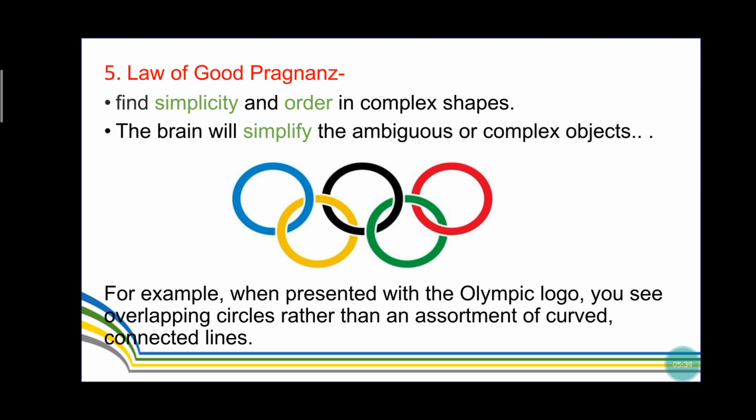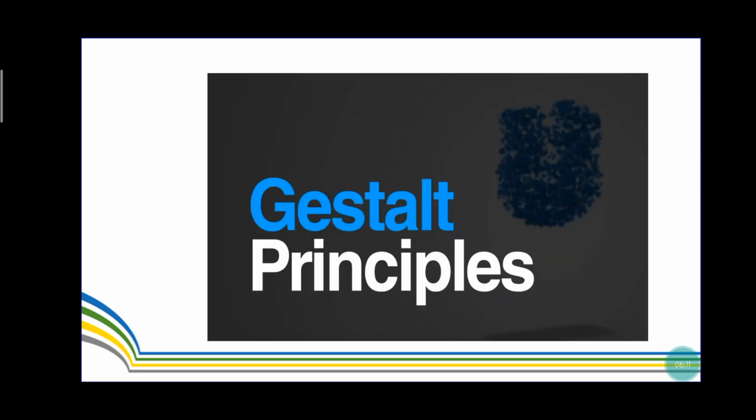So instead of seeing complex figures, you see one specific figure, which is the circles being overlapped together, and it's easier and simpler to look at that way, right? So that is the law of good pragnanz. Always remember, when we say law of good pragnanz, it is simplicity and order, or simplify. We tend to simplify complex objects. So let us summarize our discussion by looking into this short clip.